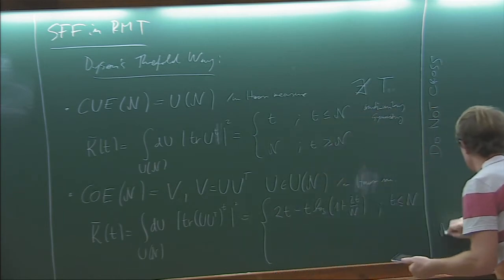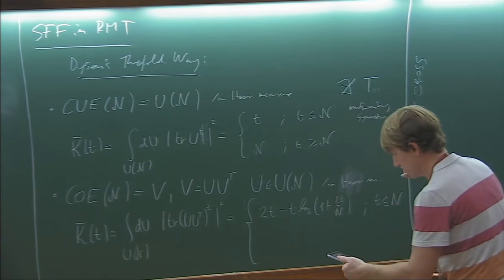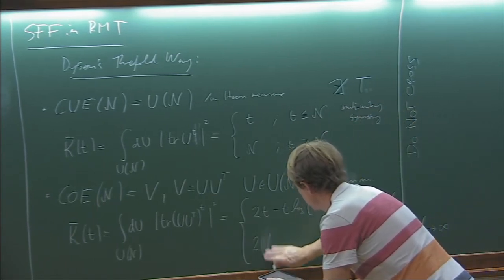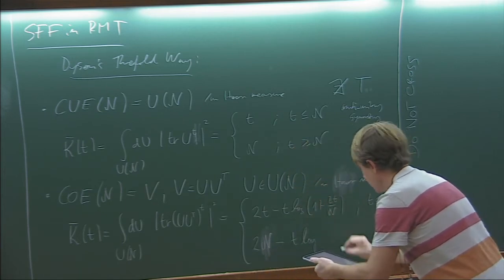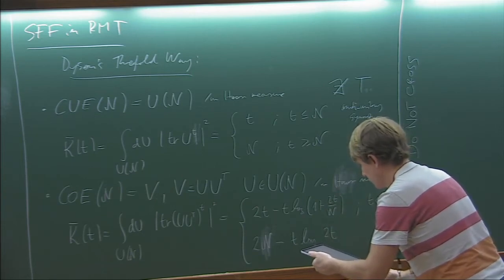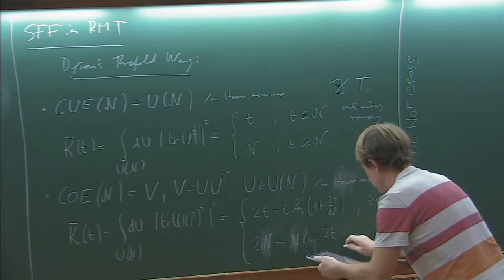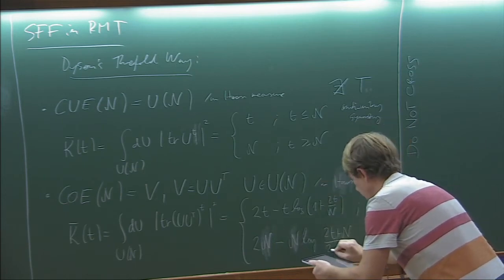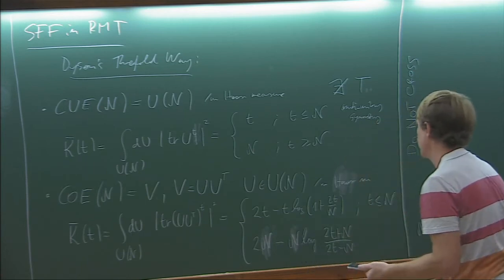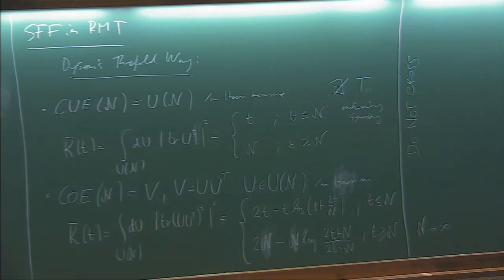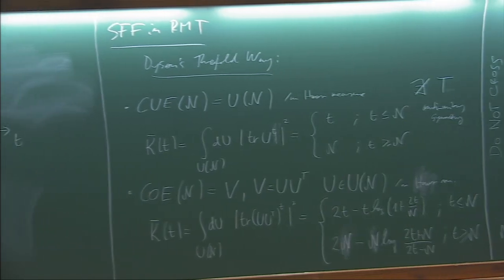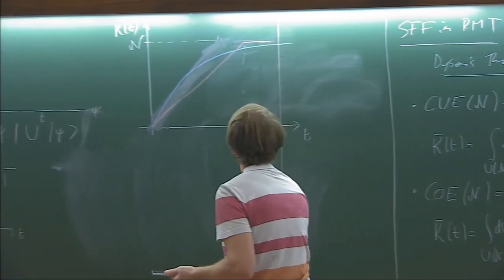So now this is, I think, just n to infinity. These are the asymptotic results, 2t minus n, I think, for t larger. So basically, what happens now is you have something which grows with a larger slope, 2t, and it curves and goes again asymptotically to 1.